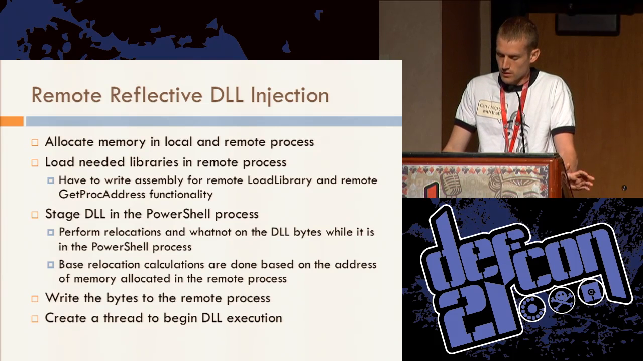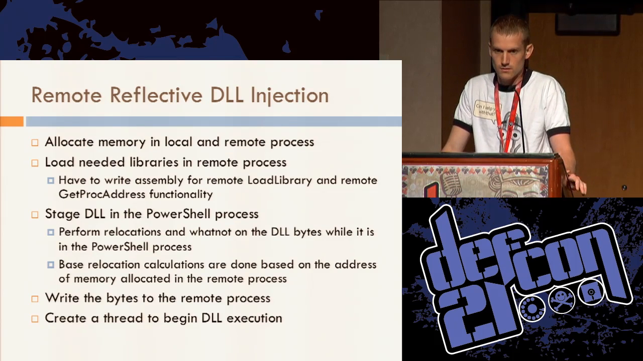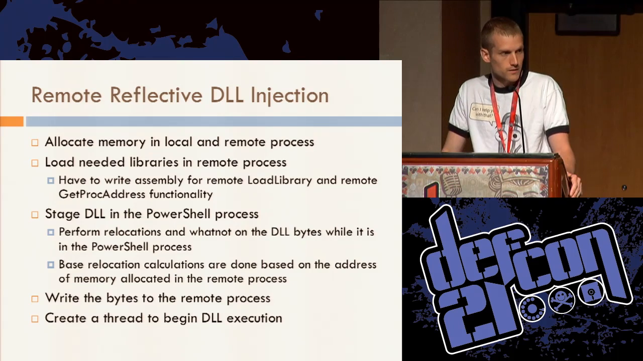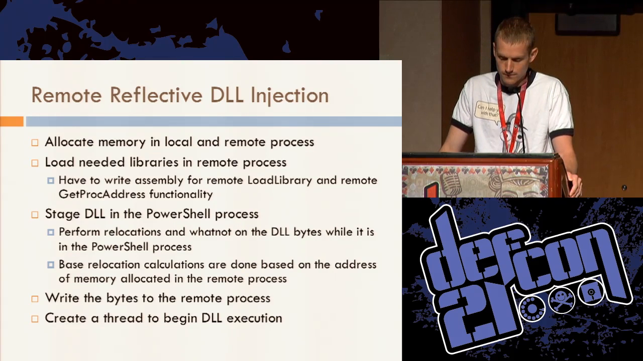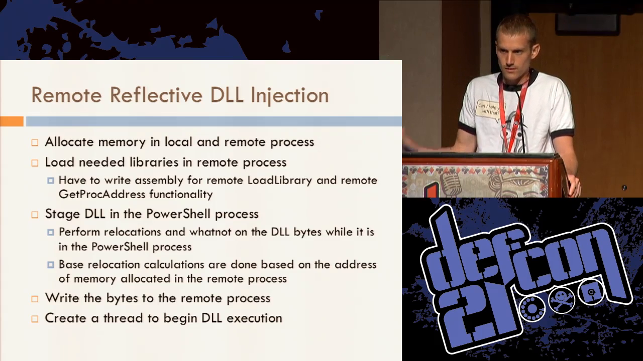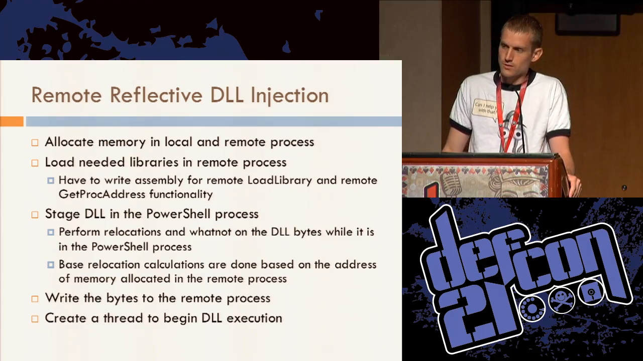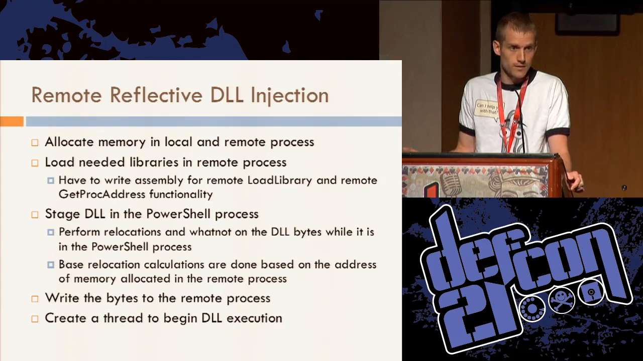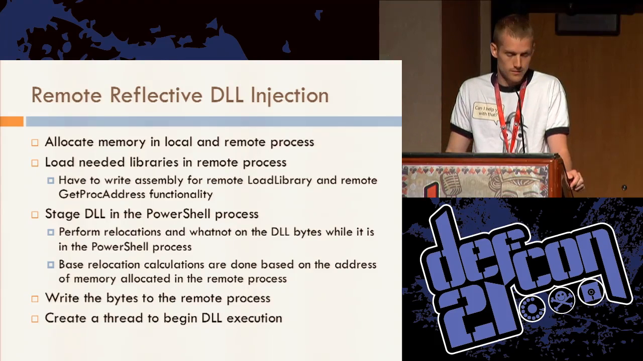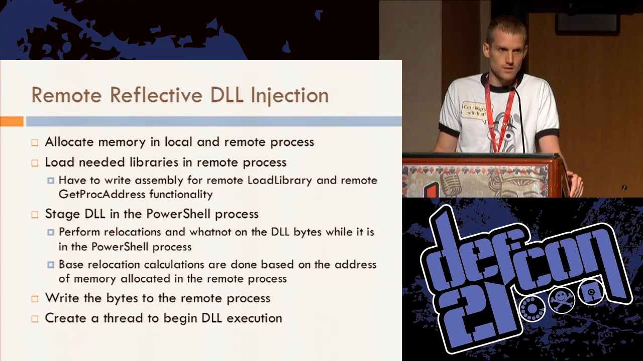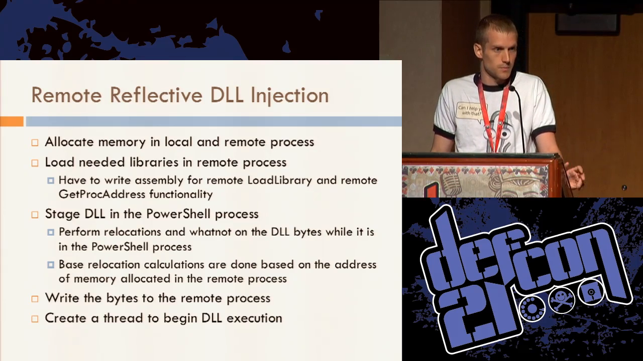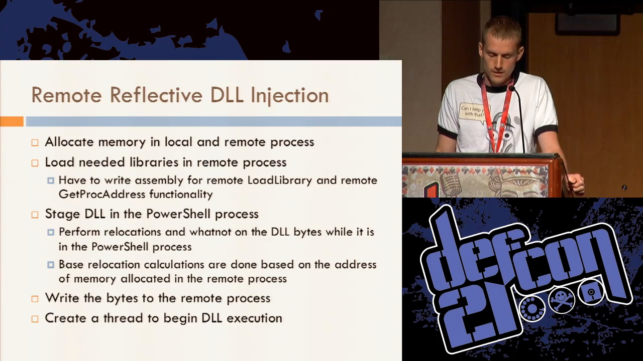So the general process that I used for this is I allocate memory in both the remote process and the current process. And then I load the DLL into the current process, so into PowerShell.exe. And I'm pretty much just using PowerShell.exe to stage this DLL. So I want to get it ready before I write it into the remote process. And what that entails is I go and I look and see what DLLs does this DLL depend on, just like I did before, right?